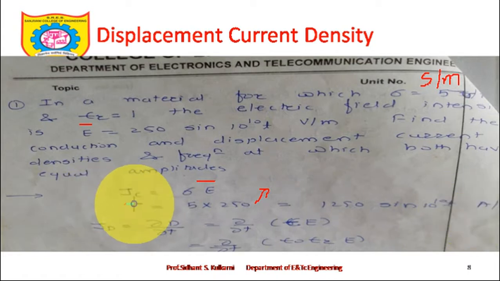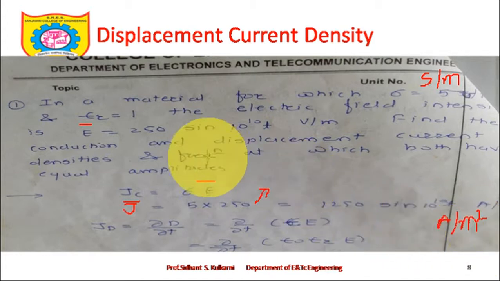The unit of current density J bar, whether it is a conduction current or displacement current, is ampere per meter square. Yes, J is equal to I by A, ampere per meter square. I will just write it here because it's not visible in these notes. So ampere per meter square is the unit of current density.